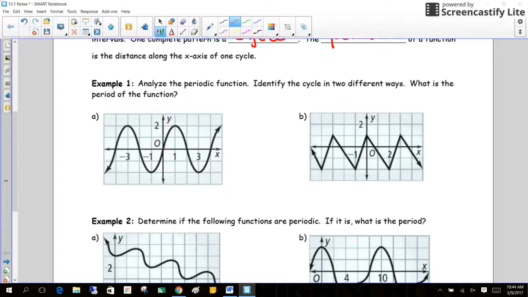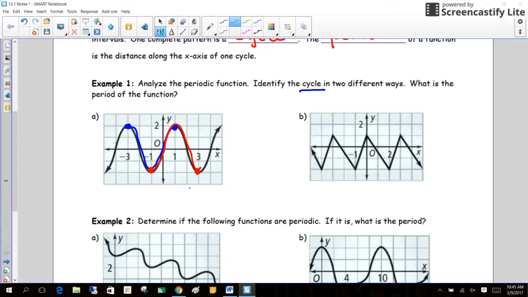So these first two are examples of periodic functions. It's asking us to identify the cycle in two different ways. So one thing that my instinct is to start at a peak, and I know that a full cycle is going to go all the way to the next peak. So this blue outline is one full cycle of this graph. Whereas you maybe instead wanted to start at a minimum and go to the next minimum. So this red outline is also considered a cycle of the graph.